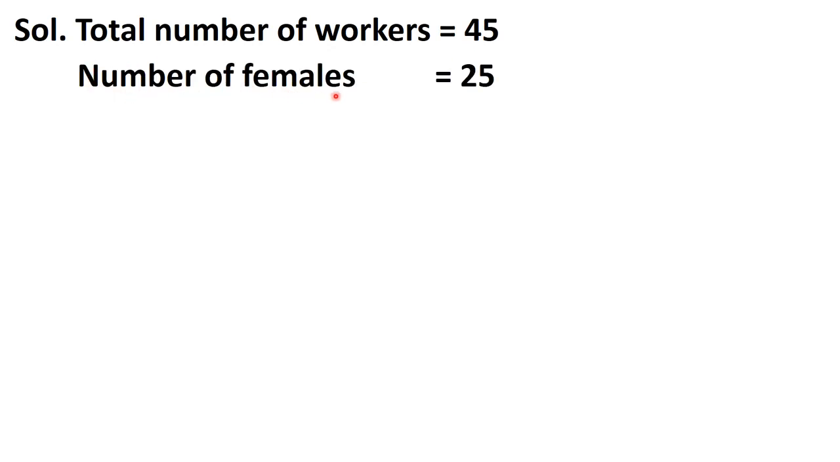See, total number of workers given is 45. Number of females is also given, that is 25. We can find out the number of males. Number of males is 45 minus 25, that is 20. Remaining are males, right? So 45 minus 25 is 20. Now workers we have, females we have, males we have. Now we can easily find out the ratio.